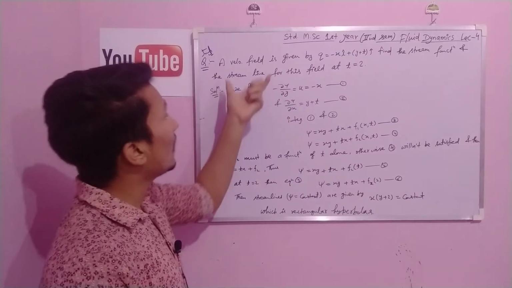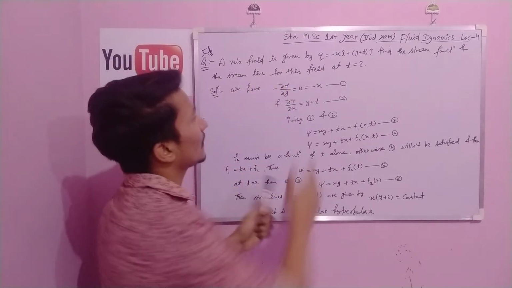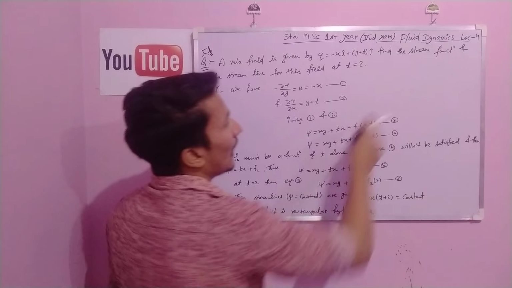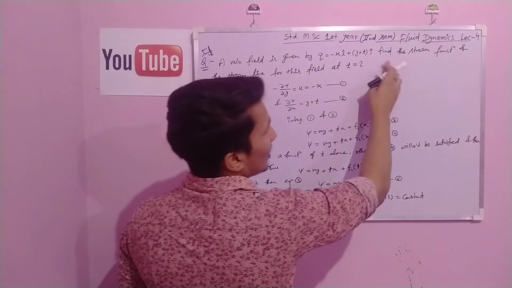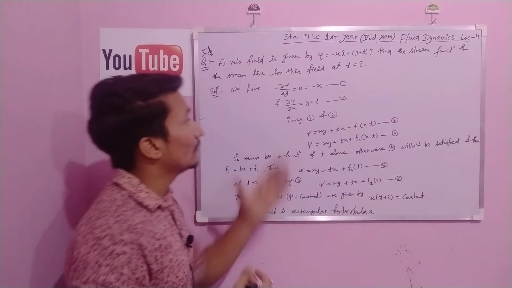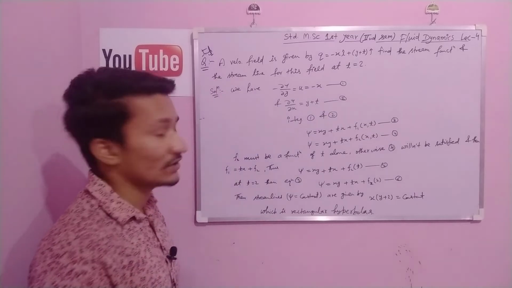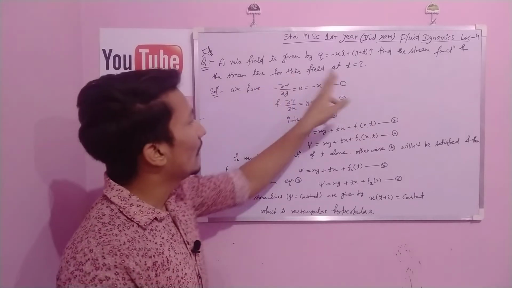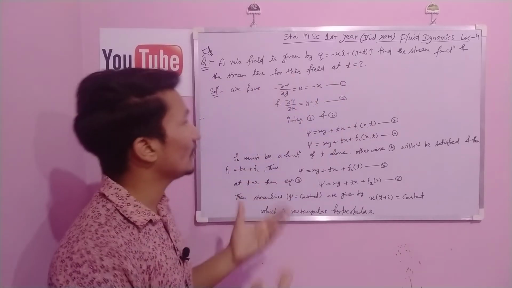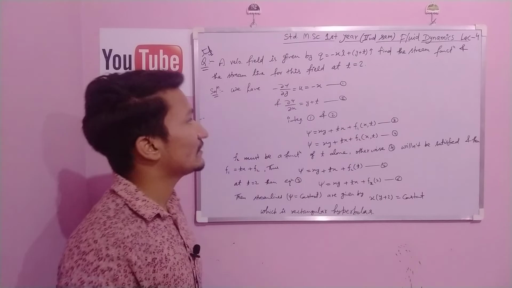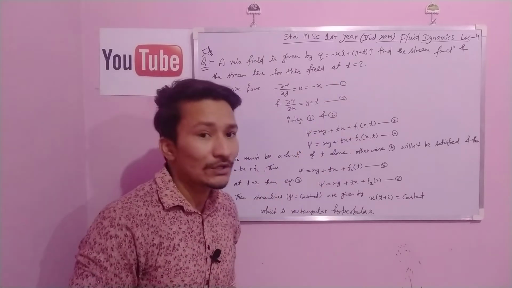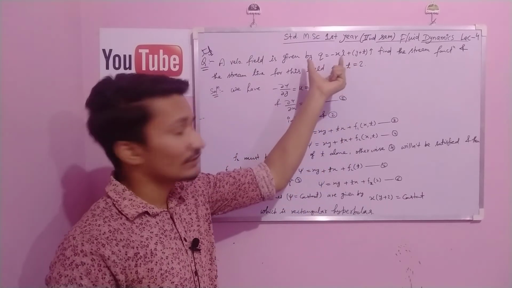We are given a velocity field q equal to this, and the question is asking us to find the stream function. What will be the stream function and the streamline equation at t equal to 2 for this given velocity field?